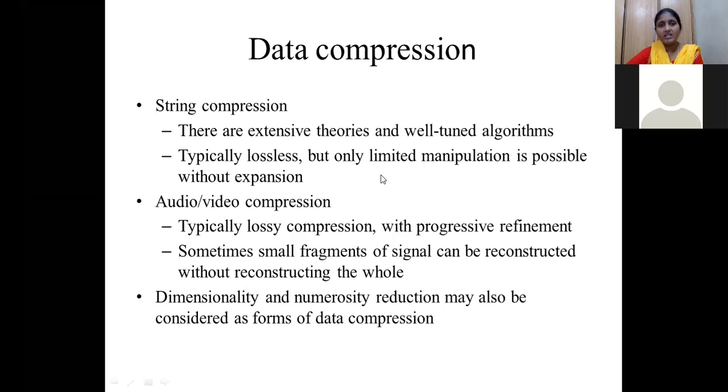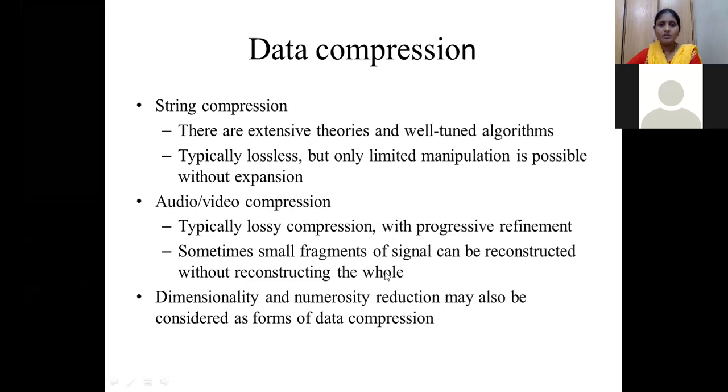For videos, we are having MPEG. For compression techniques, MP4, we are having the formats, you know that. So we are using compressions like MPEG compression for videos and JPEG compression for images, like that. A number of compression techniques are available, and with those compression methods we are getting the compressed data. Typically, audio and video compression comes under the category of lossy compression with progressive refinement.